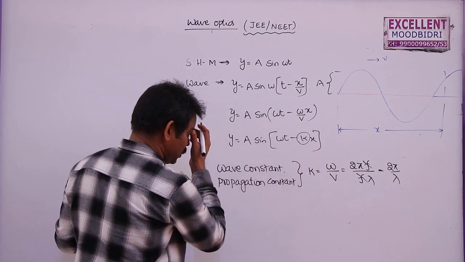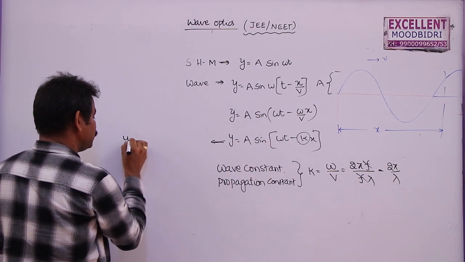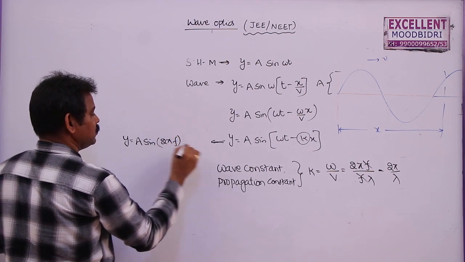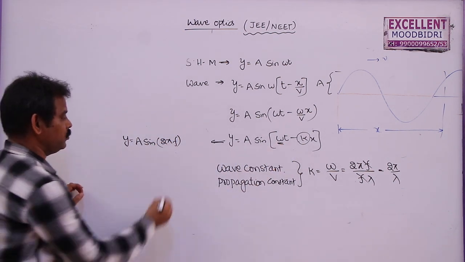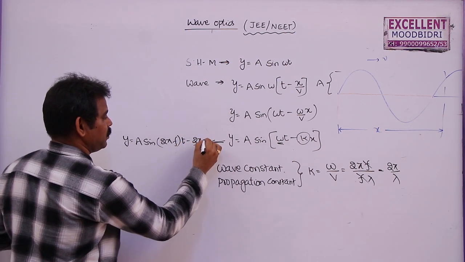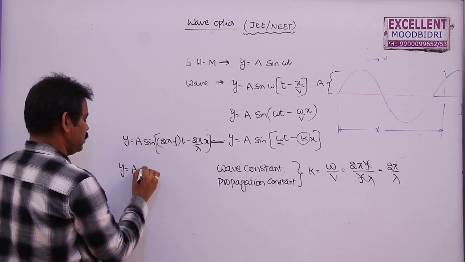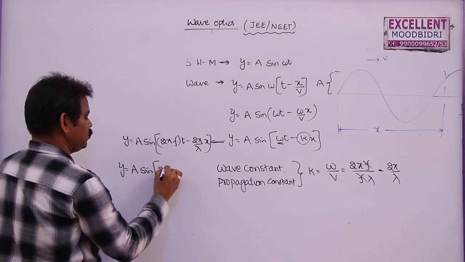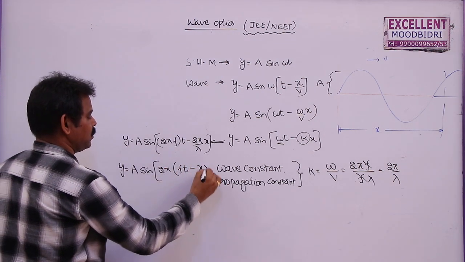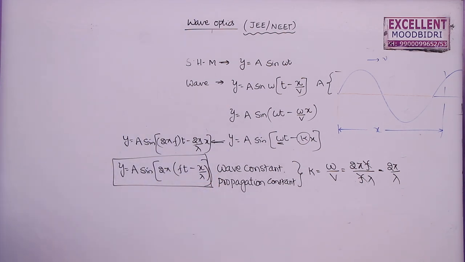Now from this, this can also be written as y = a sin(2πf t − kx), where ω is written as 2πf and k is equal to 2π/λ. So y can be written as a sin 2π(ft − x/λ). These are the different equations for a wave.